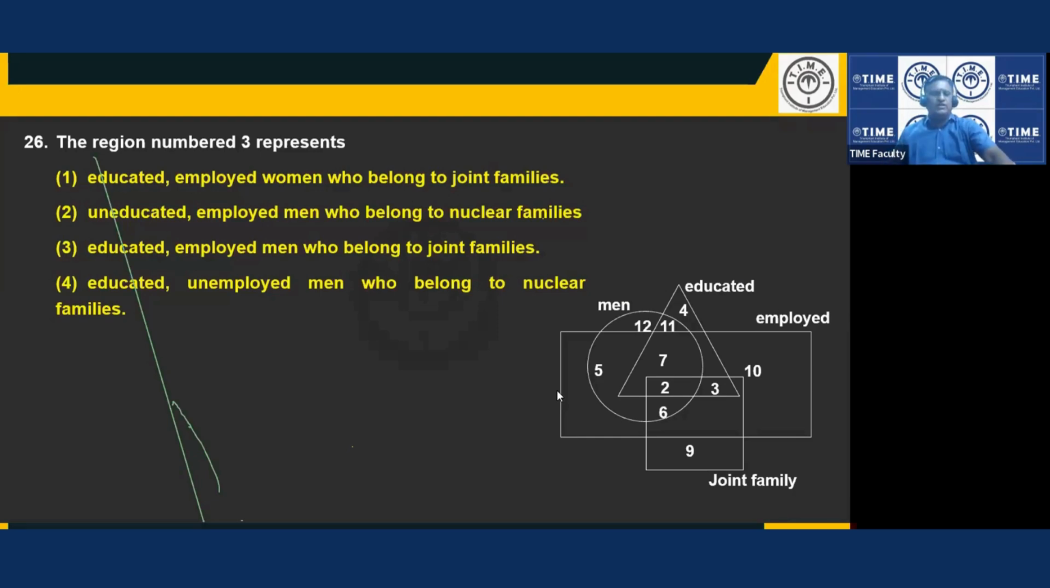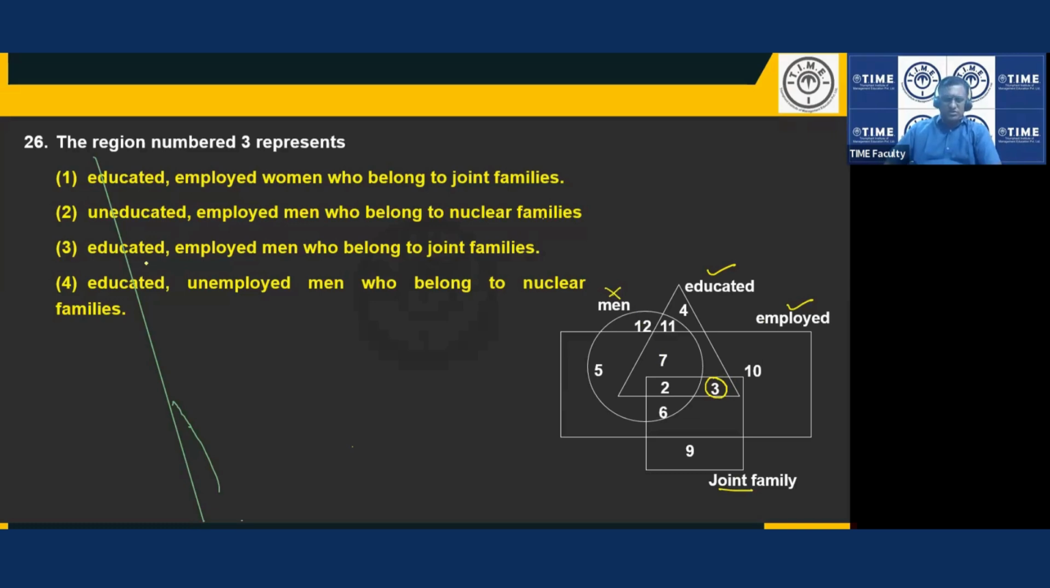Okay, let us find out. Where is 3 represented here? 3 is in the part of circle, educated. 3 is in the part of square, joint family. 3 is part of rectangle, employed. But 3 is not in the part of circle, which are not men.